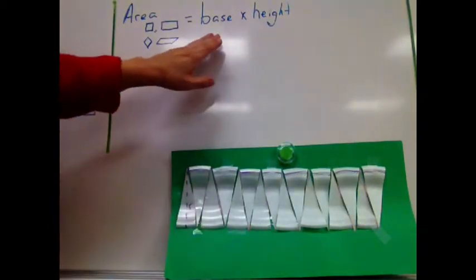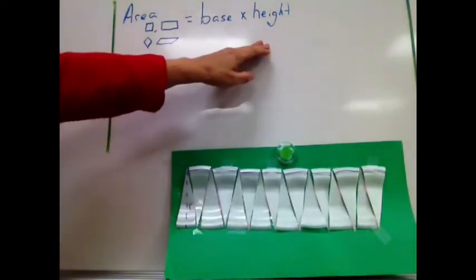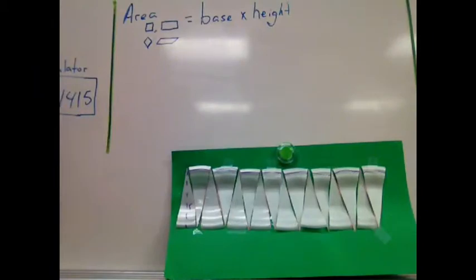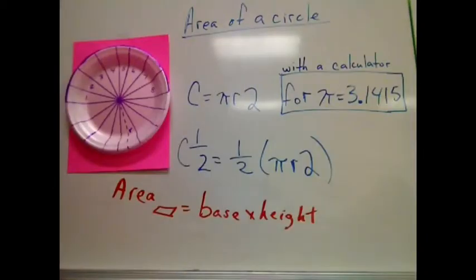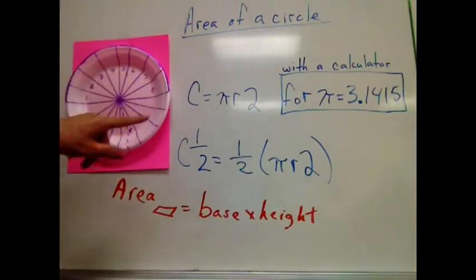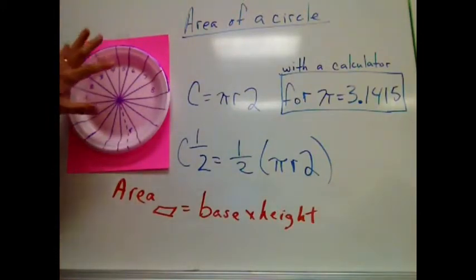And what we want to do is use this base times height to figure out the area of a circle. So let's go ahead and look at a circle and see how we could use this formula. For the area of a circle, we're going to take our circle here and cut it into sections. What we've done is cut it into 16 sections.